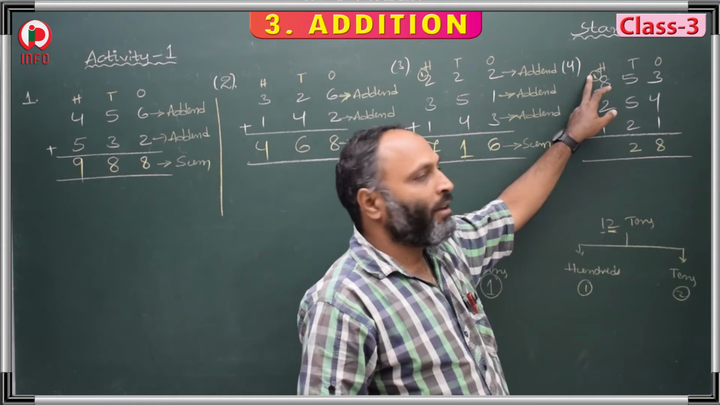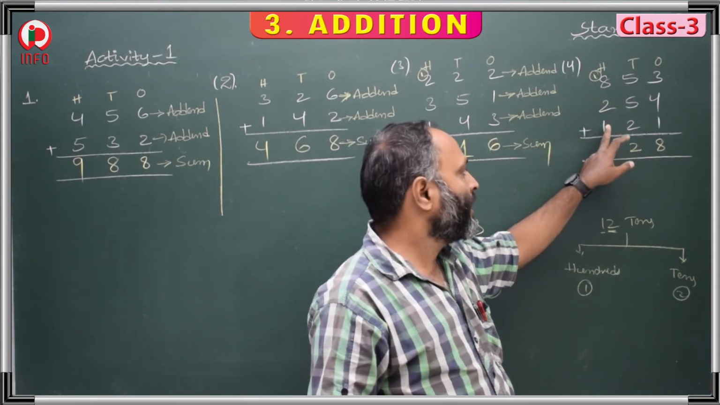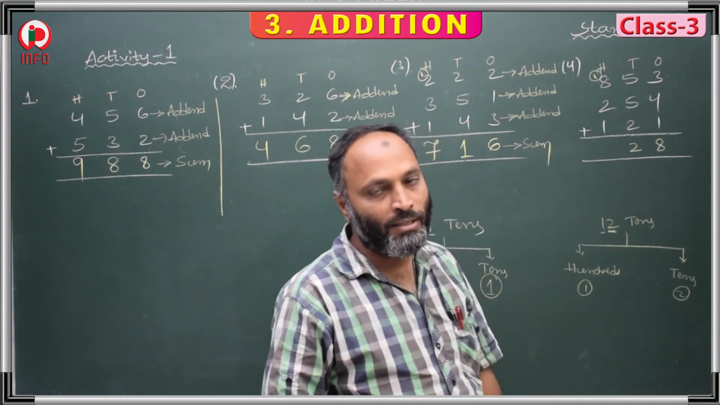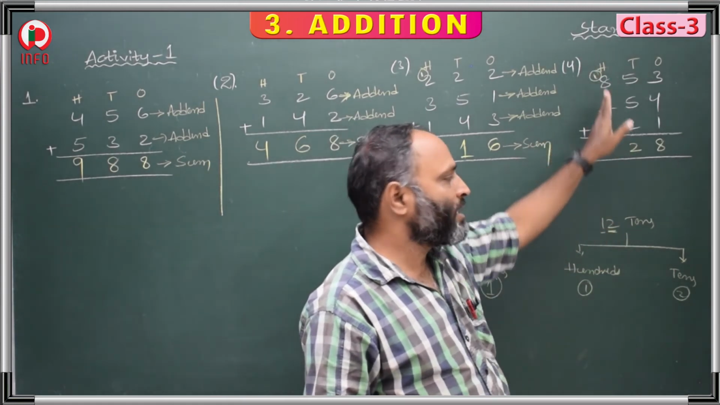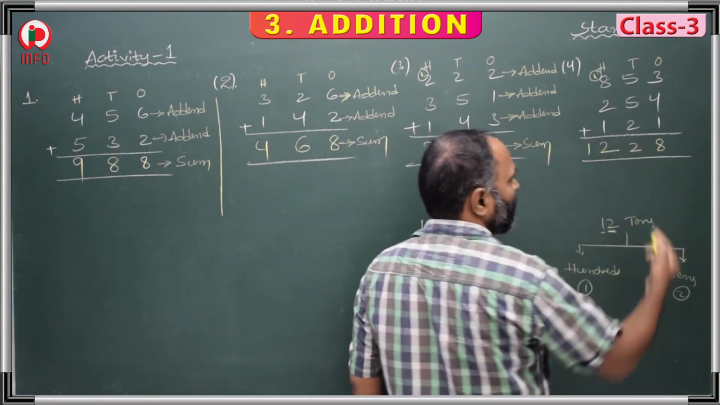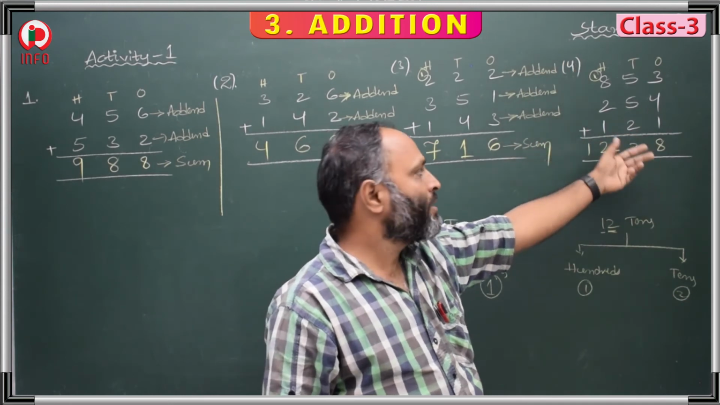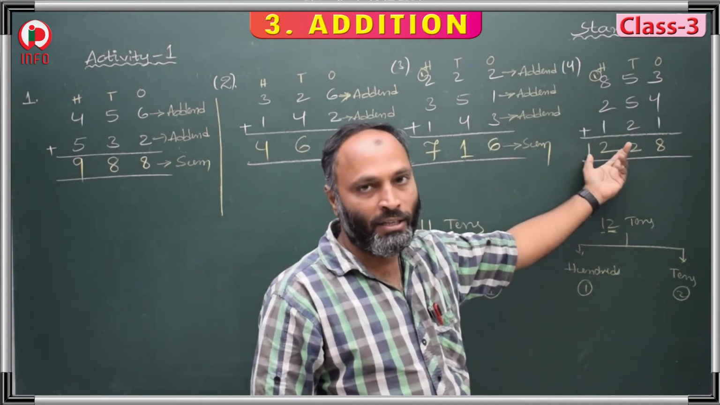8 plus 1, 9. 9 plus 2, 10, 11. 11 plus 1, 12. 12 is a double digit number, and that is the last place. We have to take 12 as it is, because no other digit was there beside 100. So 12 completely we have to write here.